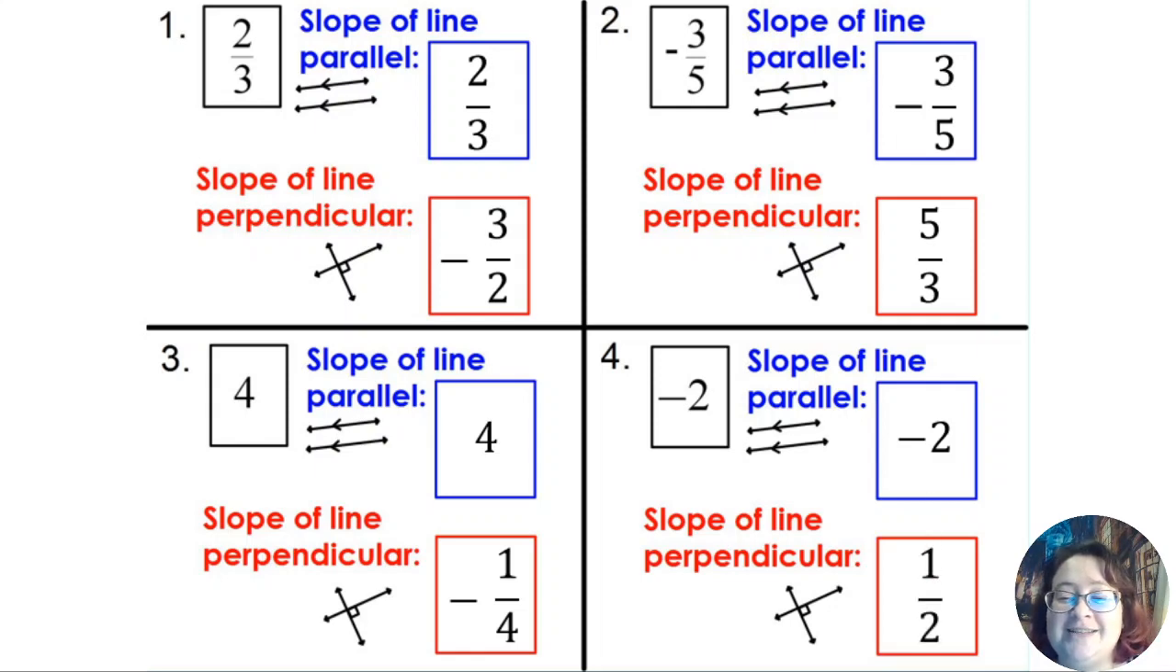All right, so that's our basics for parallel and perpendicular slope. Next, we'll talk about how to apply these on some of our harder questions.